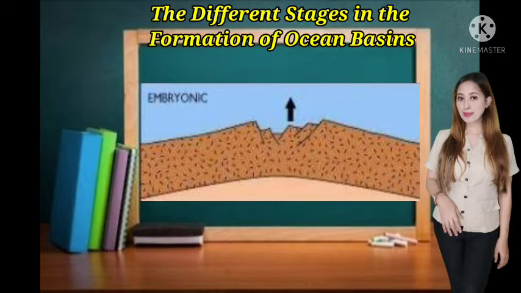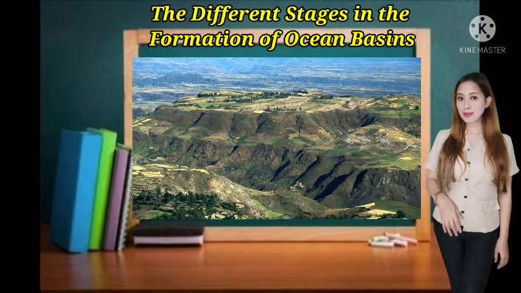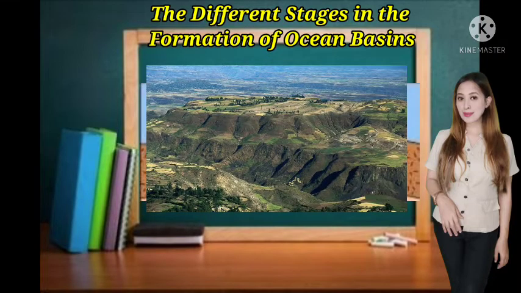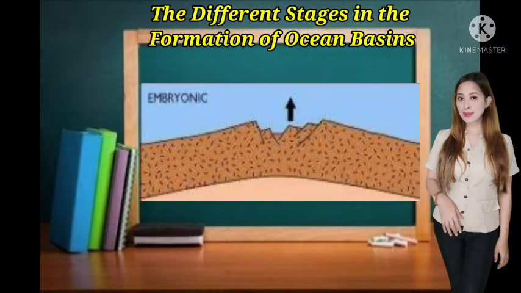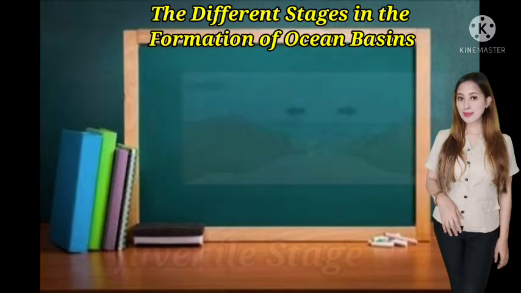Now, there are some examples for the embryonic stage, such as the Great Rift Valley, the Southern Red Sea, and Eastern Africa. In this very first stage, you can see a complex system that is marked by the linear rift valley and/or the continents. After the embryonic stage, we have the juvenile stage.